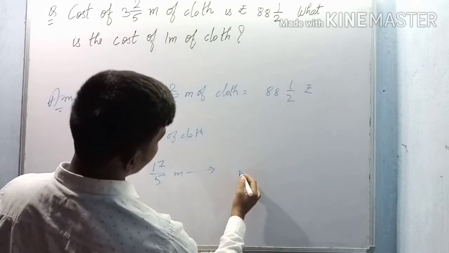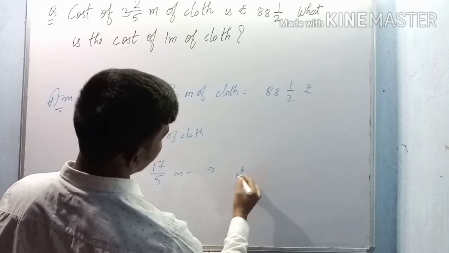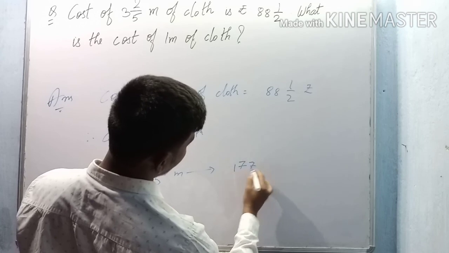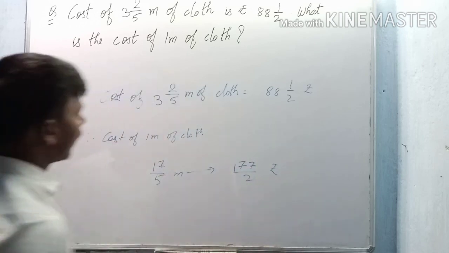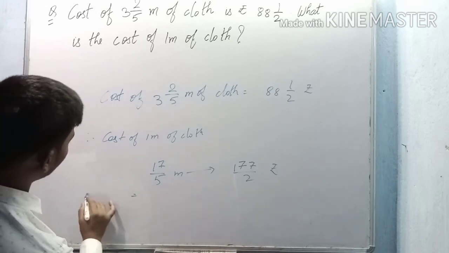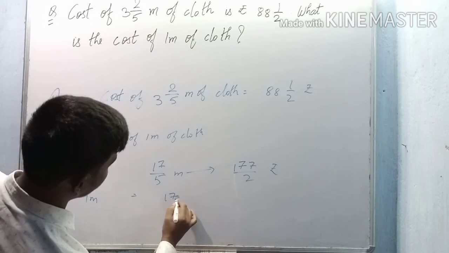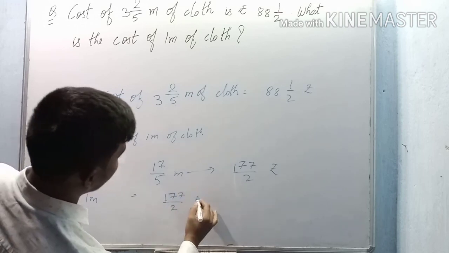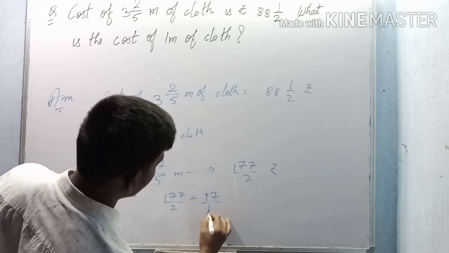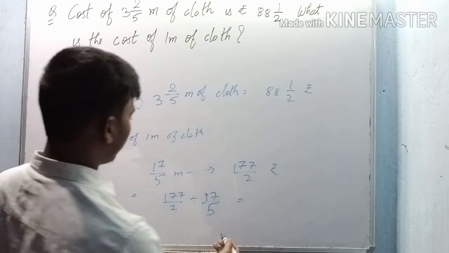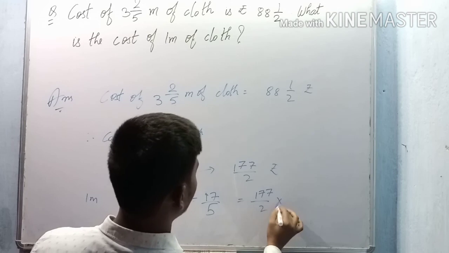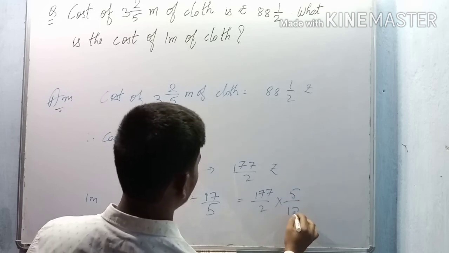88 by 2: 8 2 is 16, plus 1 is 17, so 177 by 2 rupees. So 17 by 5 meter of cloth is costing 177 by 2 rupees. Then what will 1 meter cost? 1 meter cost will be 177 by 2 divided by 17 by 5. So we will write 177 by 2 into 5 by 17.